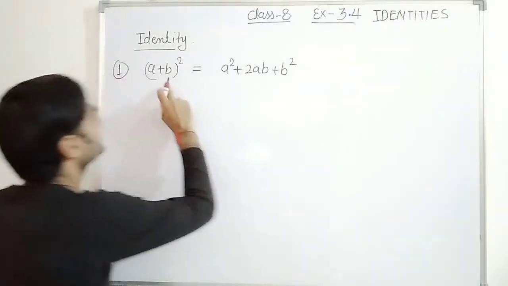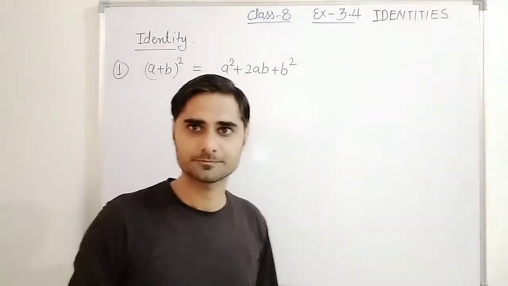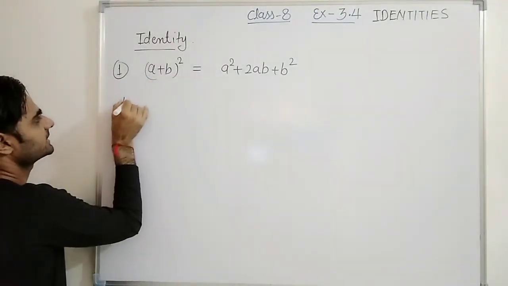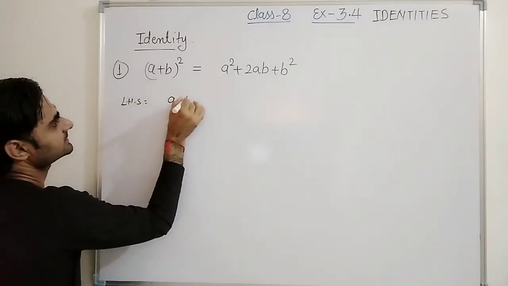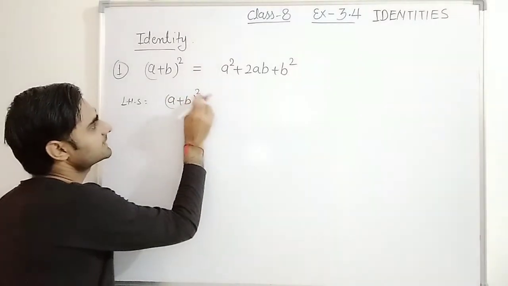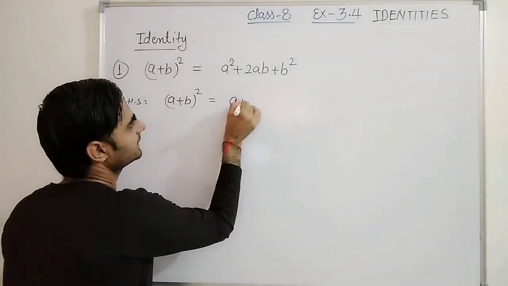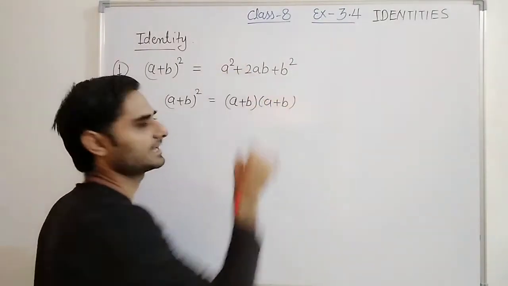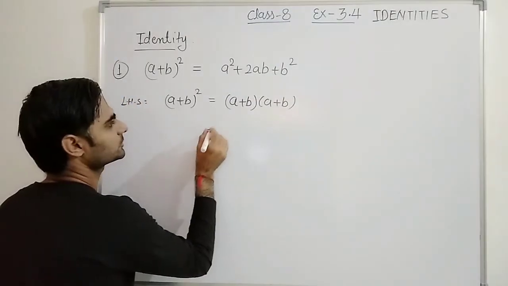How? See identity. Let's prove this one. Is this actually equal to this one or not? Really it should be equal, then only we can use it. So here I am just taking the left hand side. This is (a plus b) whole square, right? This is a whole square. So can you write the same thing two times, like (a plus b) and (a plus b)? Can you write like this? Yes, we can write.